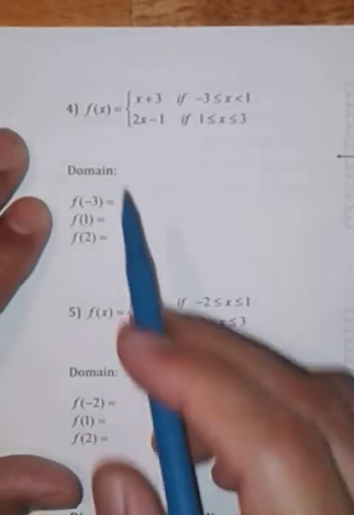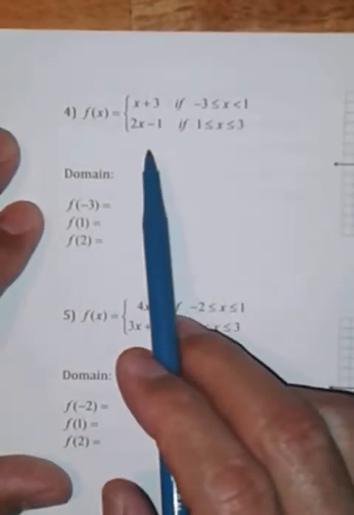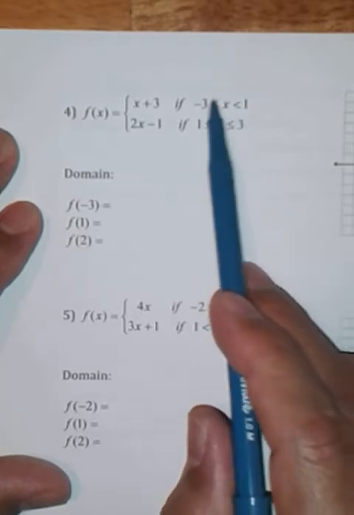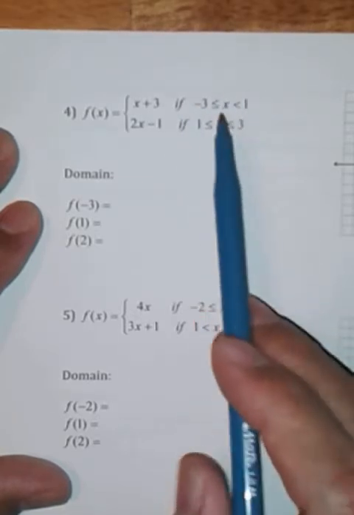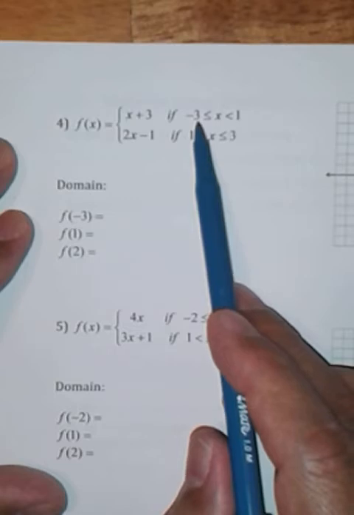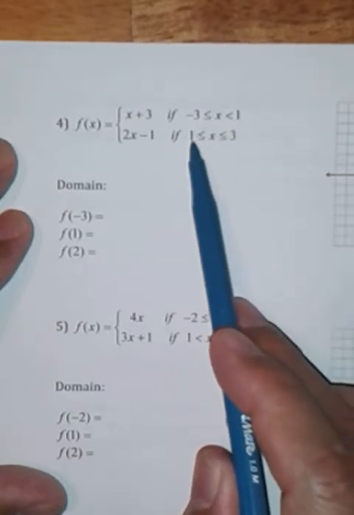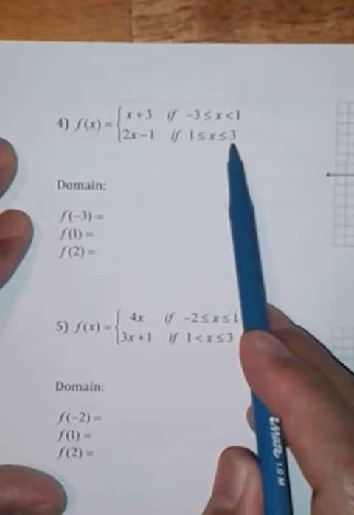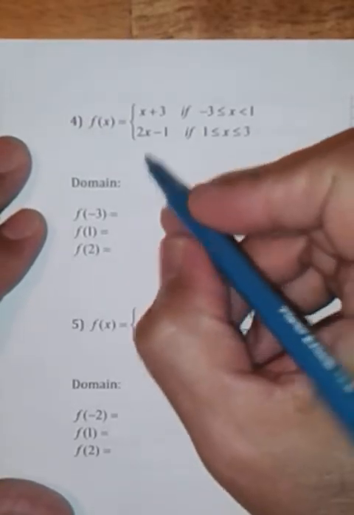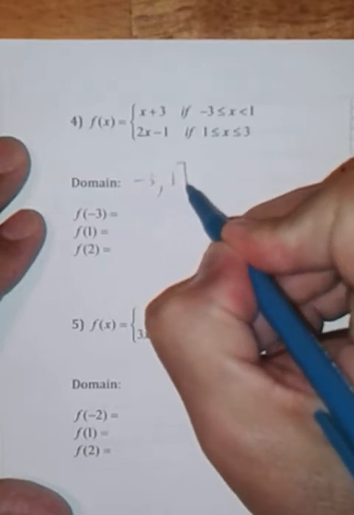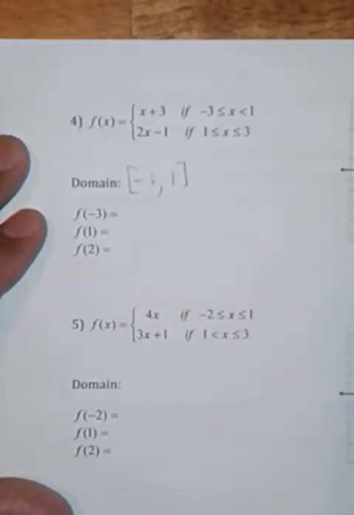All right, so let's check to see our domain. So our domain is wherever the function is defined, and we can check right here. These are values of x. Remember, the domain is values of x. So this one includes from negative 3, including negative 3, to 1, but it doesn't include 1. However, the next line does include 1 all the way to 3. Okay, so really my domain is all the way from negative 3 to 3, including each of those endpoints.